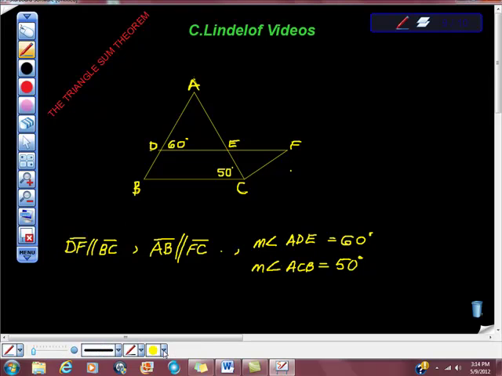Let me see, what did they tell us? They told us that DF and BC are parallel. So DF and BC are parallel lines. That helps us.